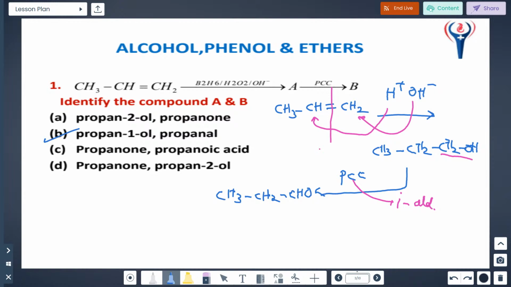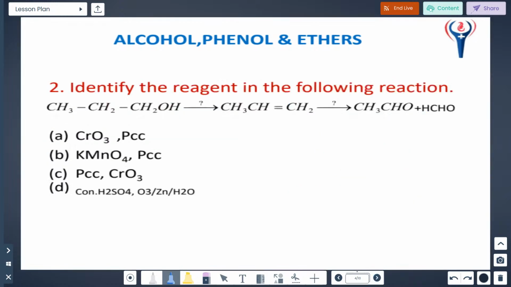Each and every reagent function, if you know, means you can solve the sums. Okay. Next one. Identify the reagent in the following reaction. See here already the reactant is given, product is given. We have to find out the reagent only.